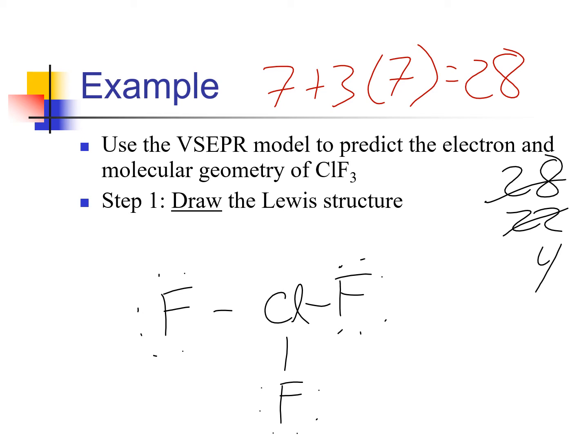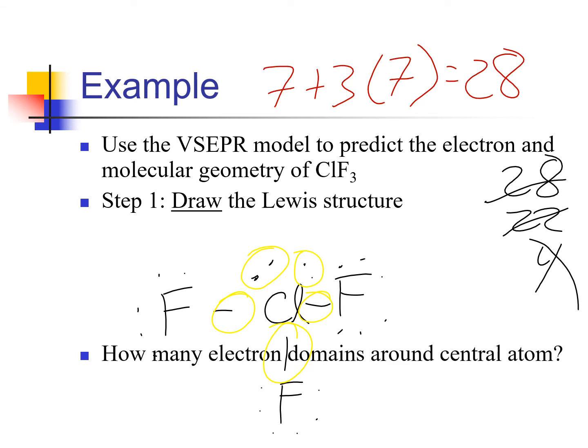Where do those last 4 get dumped? They get dumped on the central atom. So 1, 2, 3, 4. I'm out of electrons. Now, looking at that chlorine, I see, I'll do this in yellow, 1, 2, 3, 4, 5. I see 5 electron domains. Because it's 5 electron domains, that means we would be expecting trigonal bipyramidal as our electron domain geometry. But we'll get there in a moment.